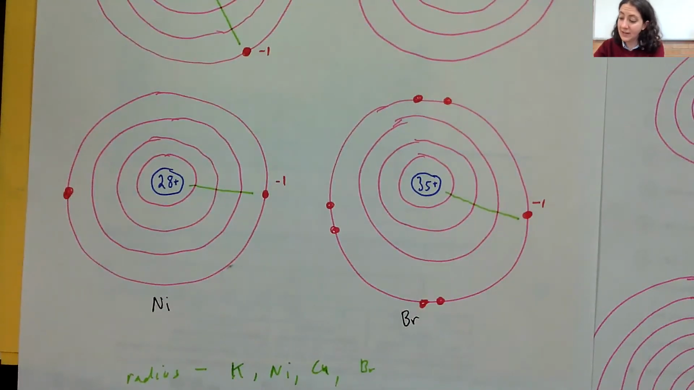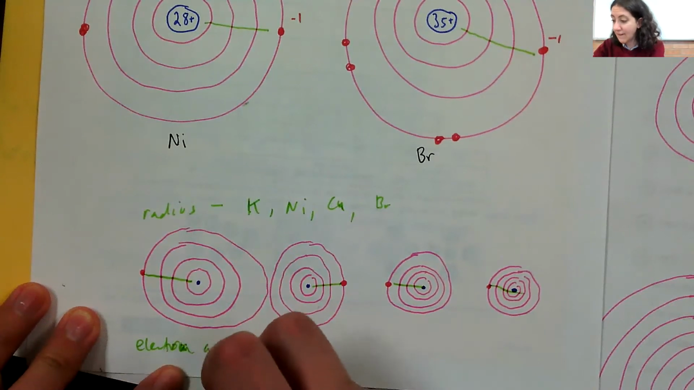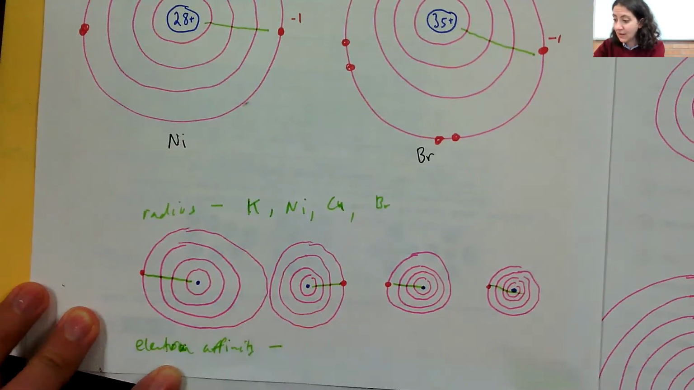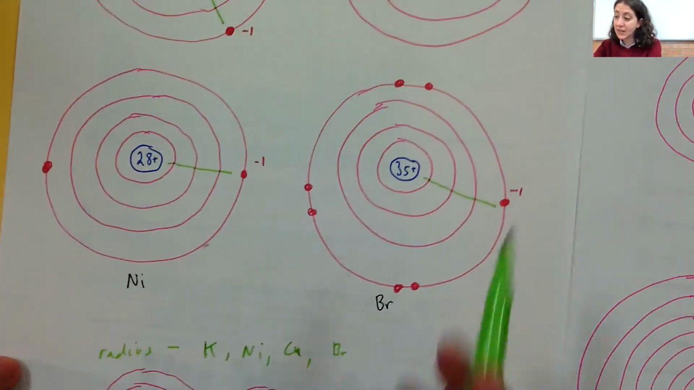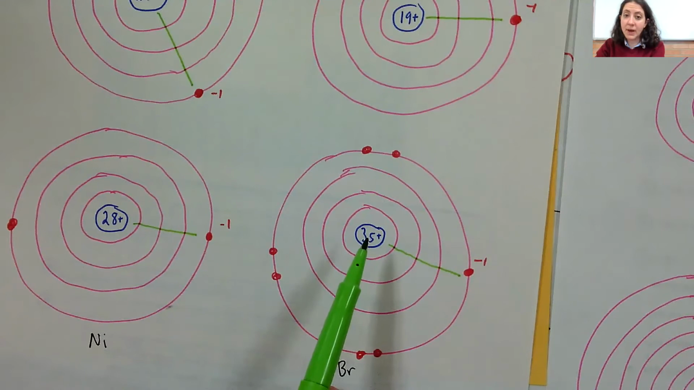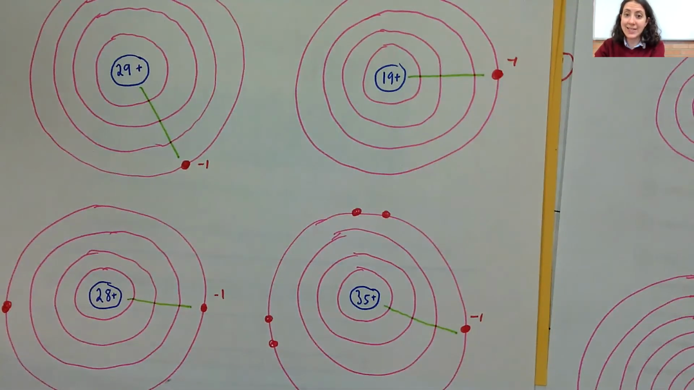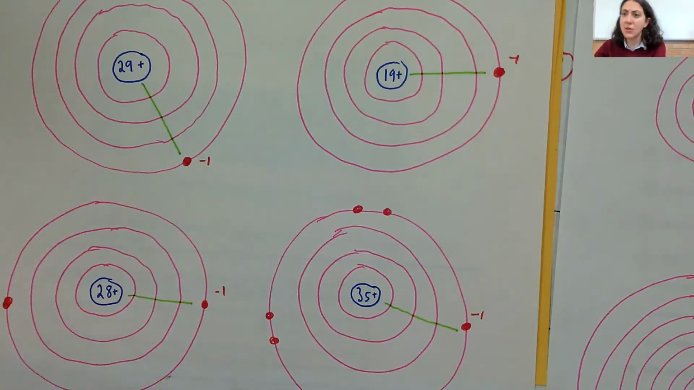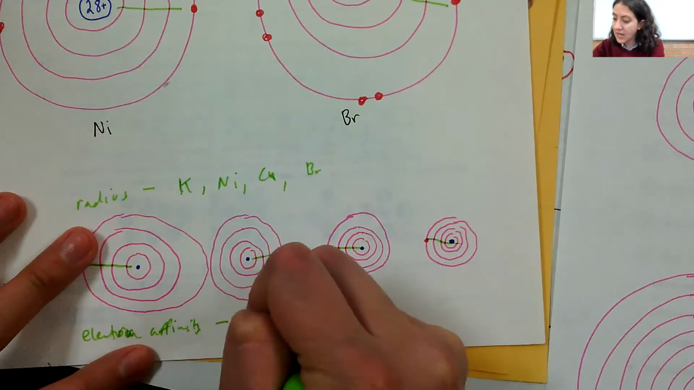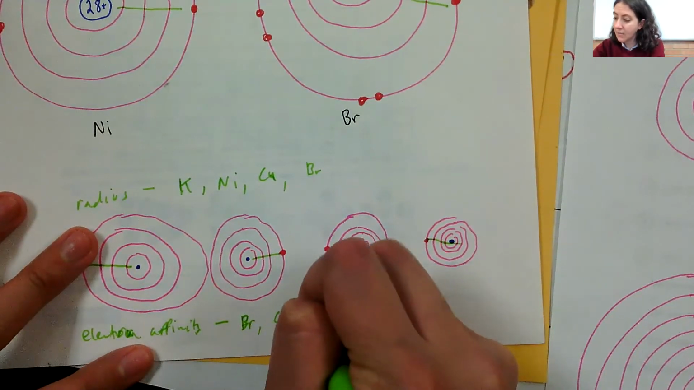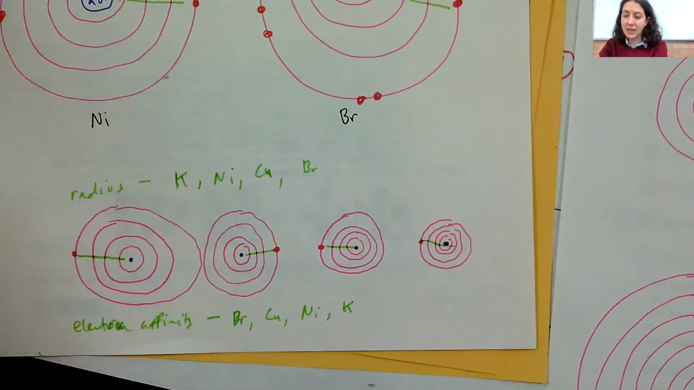So electron affinity. Here, I'll write this down so you guys can see it. Electron affinity. The highest electron affinity in this case is going to be opposite. The positive 35 of that nucleus is way stronger than the positive 19 of that, almost twice as strong. Pretty crazy. So in this case, the electron affinity is going to be bromine first, then copper, then nickel, then potassium. Okay, so the exact same logic.